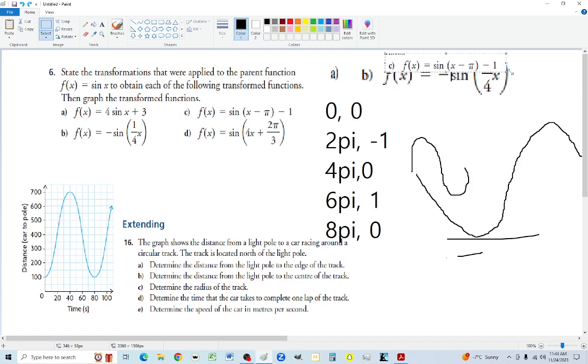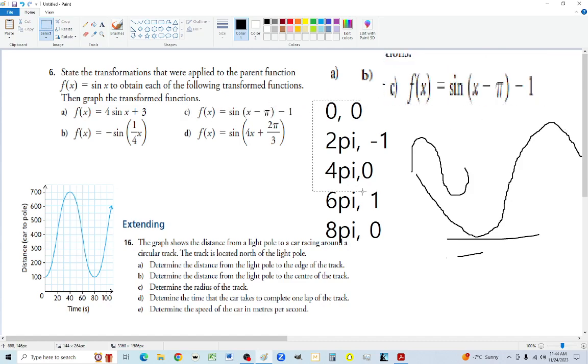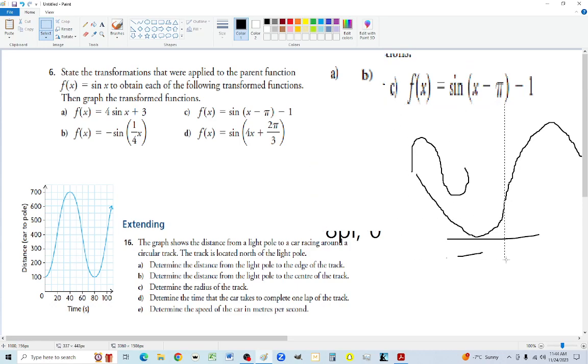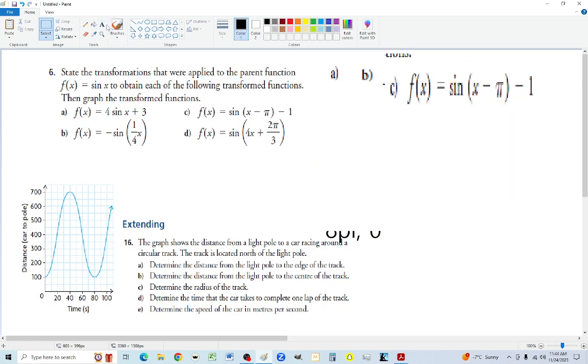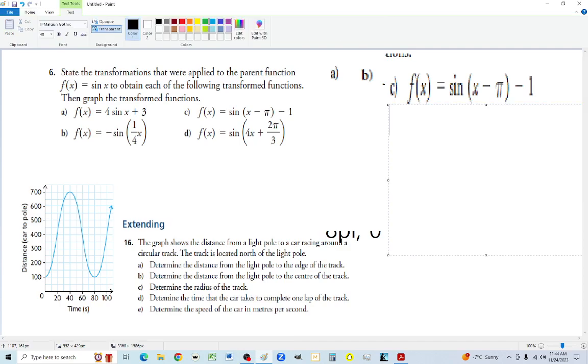This one has an x and a y as well. All the x values are not translated to the left. We have to do the opposite. They're translated to the right. Let's start with the y transformations. There's only a vertical translation down by 1.